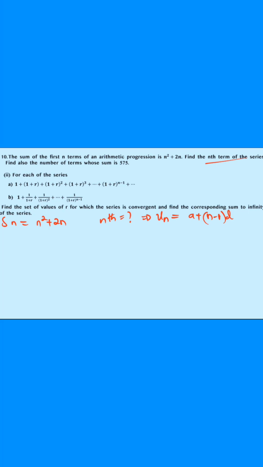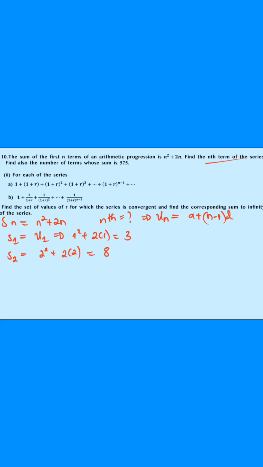Let's go ahead and find the sum of the first one to three terms. The sum of the first term is just a single term, so it is the same as the actual first term. This is when n is 1, so that will be 1 squared plus 2 times 1, which is 1 plus 2, which is 3. Then the sum of the first 2 terms is 2 squared plus 2 times 2, which is 8.